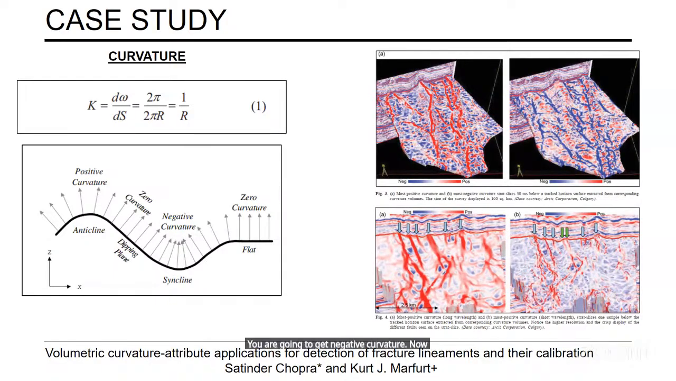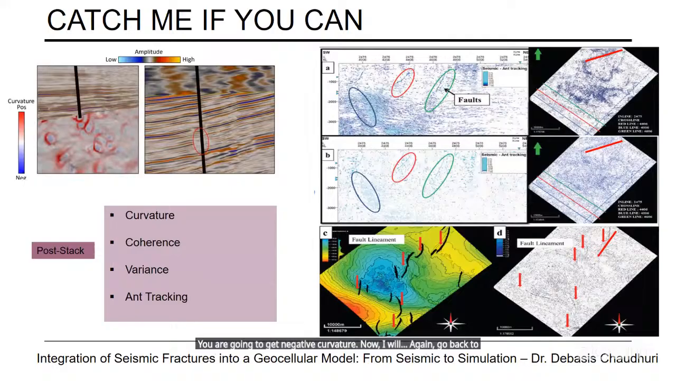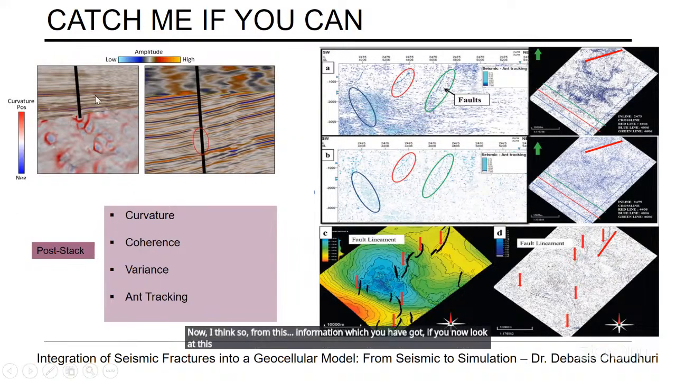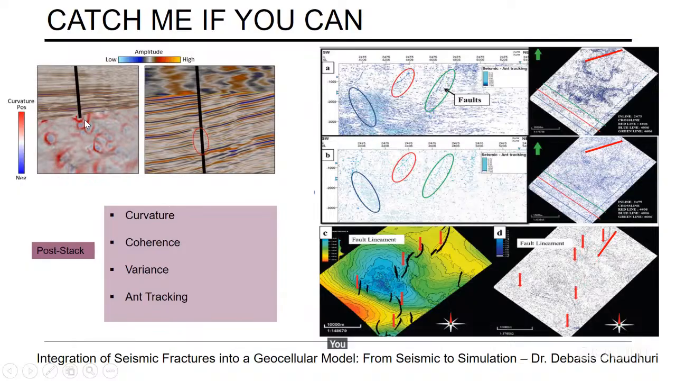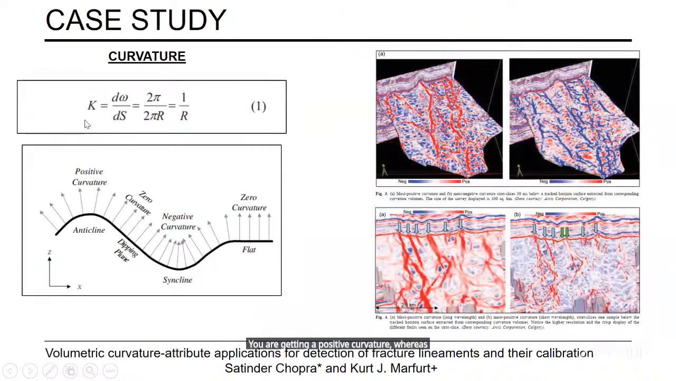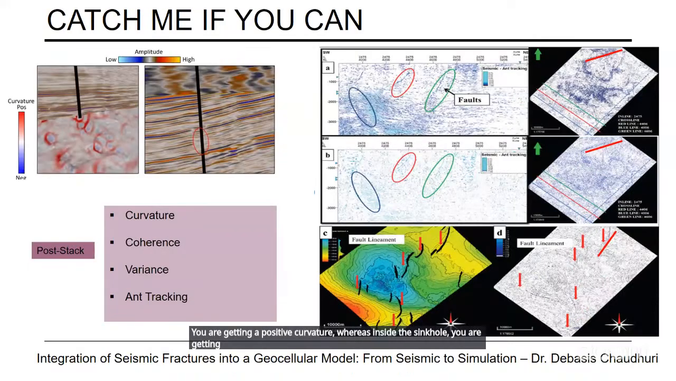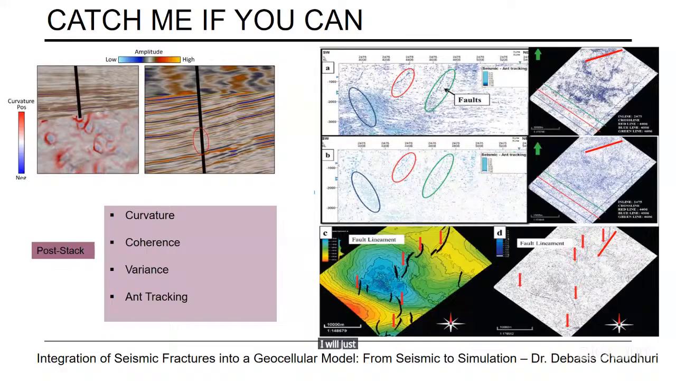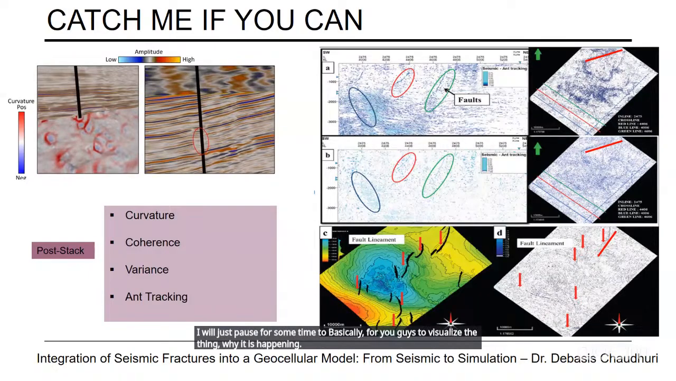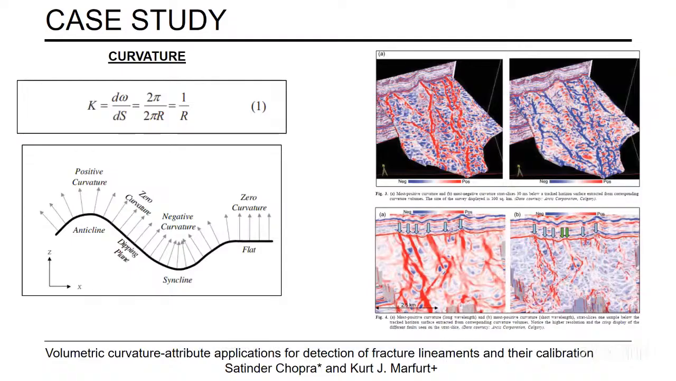Now, I will go back to this slide. From the information you have got, if you now look at this sinkhole, you can appreciate why at the mouth of the sinkhole you are getting a positive curvature, whereas inside the sinkhole you are getting a negative curvature. I will just pause for some time for you to visualize why it is happening.